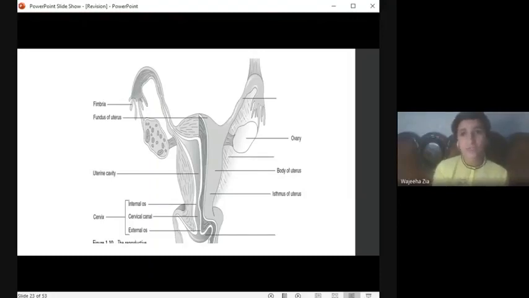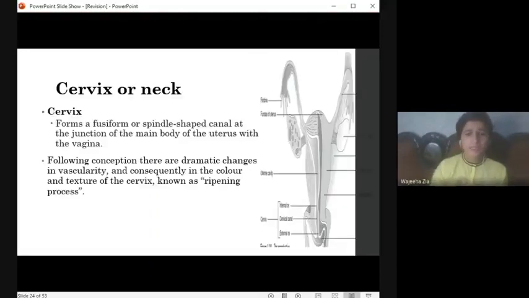The cervix is then connected with the external environment through the vagina. The cervix is a fusiform or spindle-shaped canal, which is the main junction between the uterus and the vagina. So it has a very important role in pregnancy. It is different in an unpregnant female and in a pregnant female.